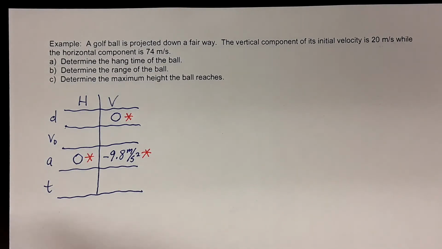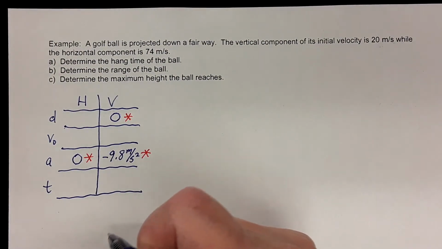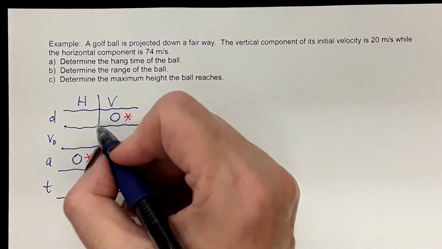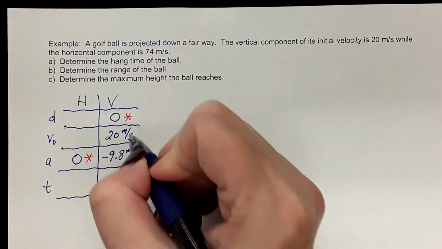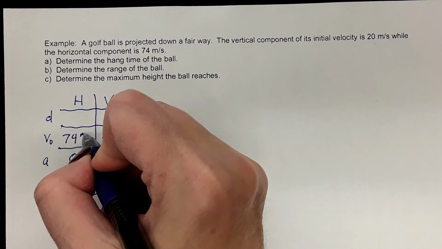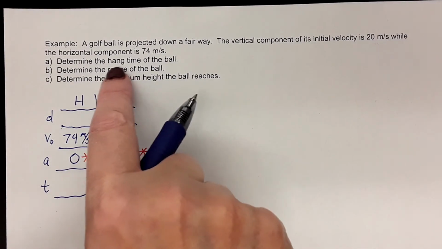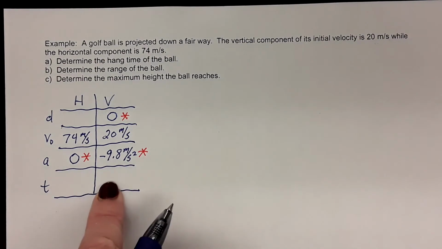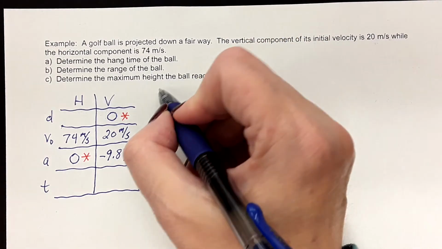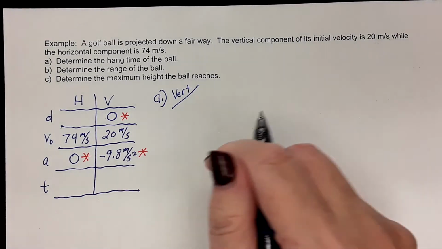All right, so now that we've got the inferred information in, let's come back up here. It says the vertical component of the initial velocity is 20. So we put that there. It says the horizontal component is 74. Aha! Now look, we want to determine the hang time. Where should we start? How about on the side with the most information? So we're going to use the vertical side to get the hang time.